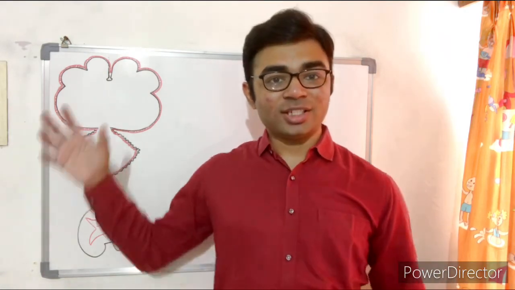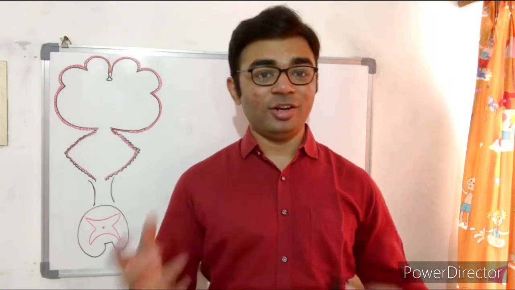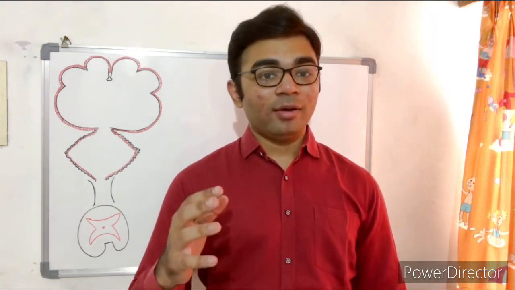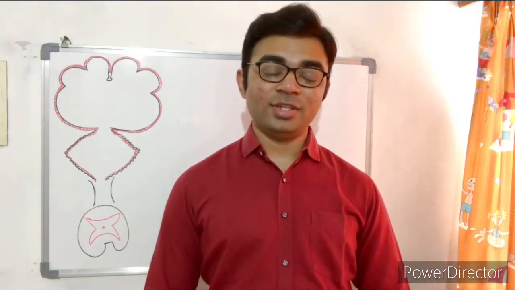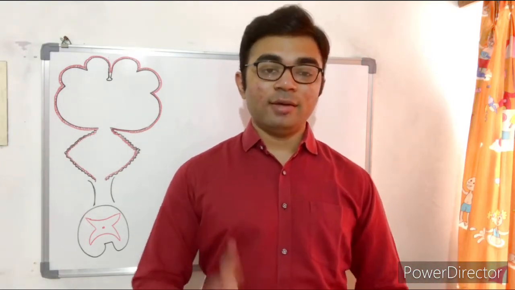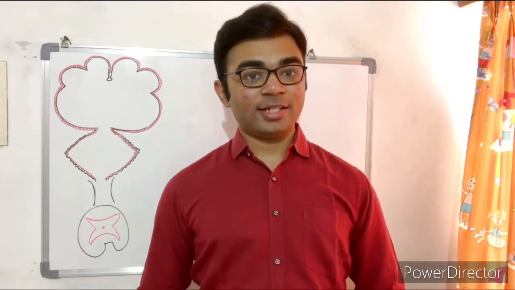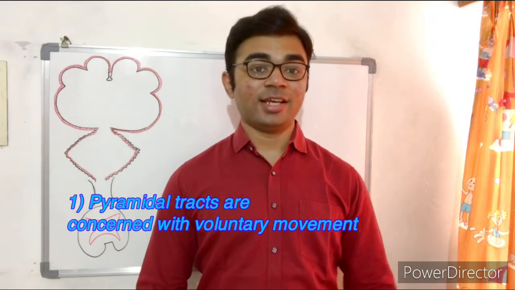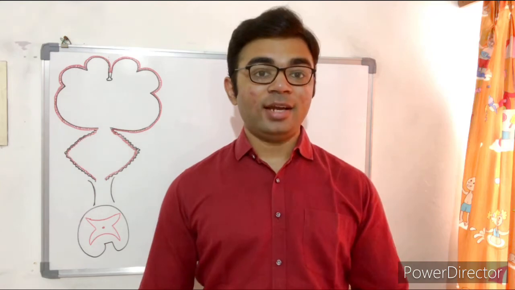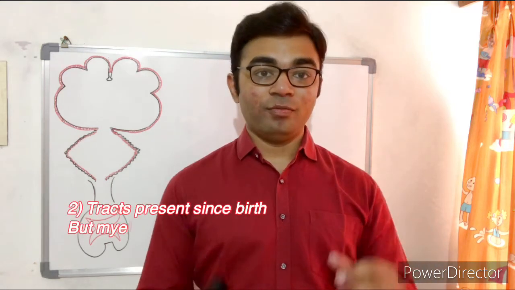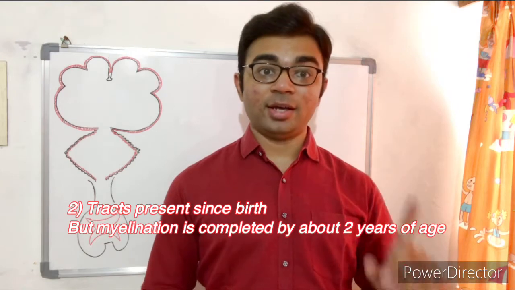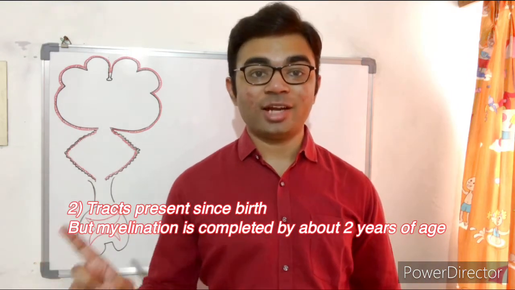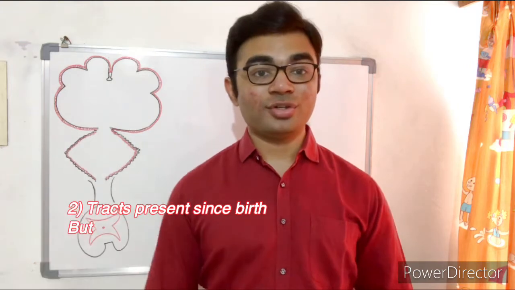But before I jump to this diagram and start explaining the different neurological terminologies, let us first focus on some general information and some clinical aspects which we can determine whenever we see any patient. The first thing is, these are the tracts which are concerned with the voluntary movements of our body. Second important thing is about the pediatric population: these tracts are present since birth. But remember one thing, myelination of this tract is completed about 2 years of age.